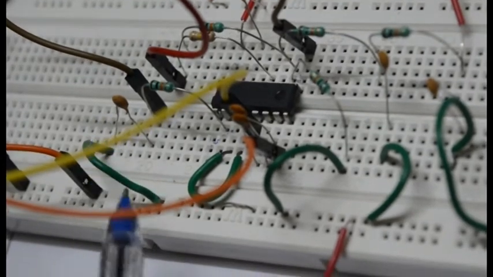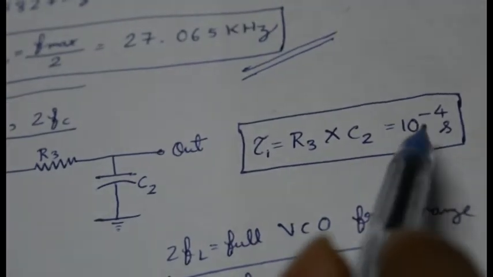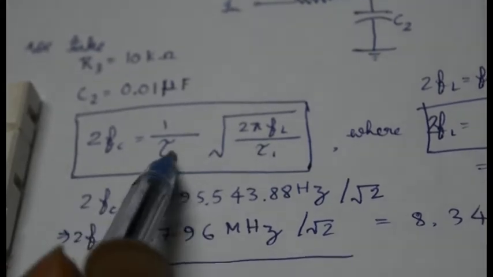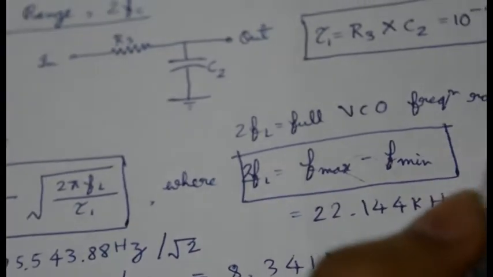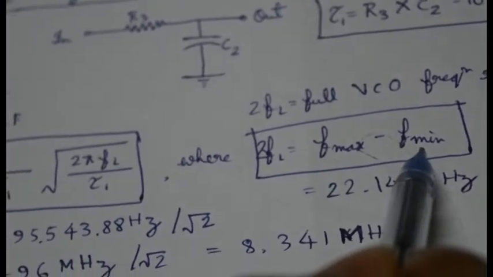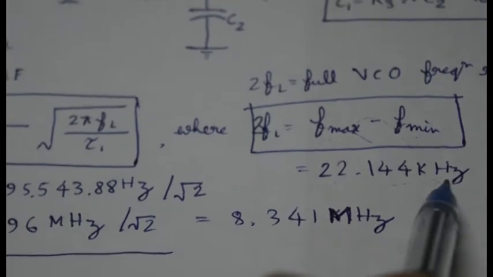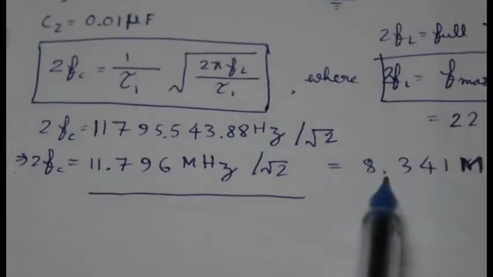By the formula for time constant, we get time constant is 0.1 millisecond. The capture range frequency formula is 1 by time constant into root over 2 pi FL by time constant, where 2FL is the full VCO frequency range, which is maximum frequency minus minimum frequency of the VCO, that is equal to 22.144 kilohertz. We get capture range is 8.341 megahertz.